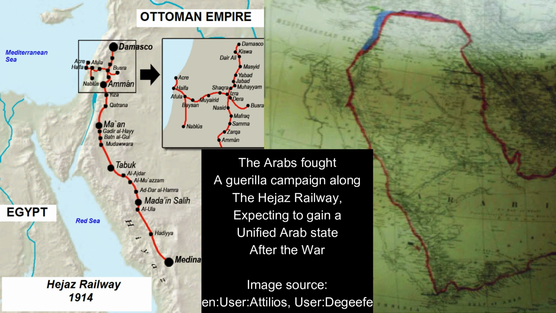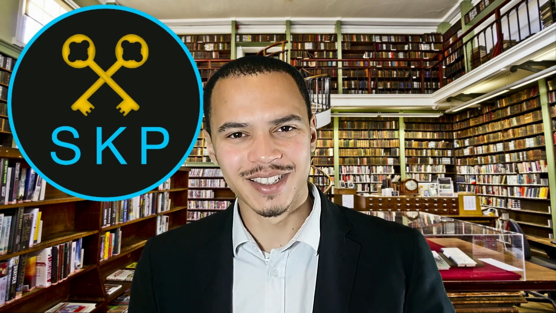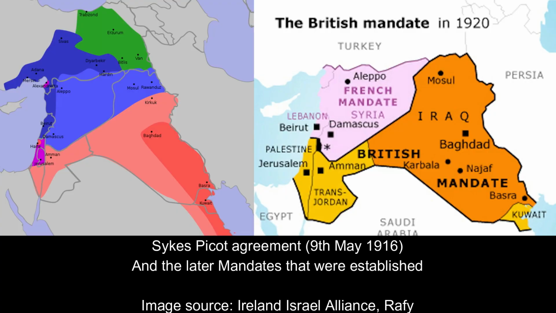So the Arab citizens within the Ottoman Empire rise up, and they rise up to support the British upon the promise that when the war is over, they will be given a unified Arab state. Now, the British and the French had other plans, right? So in 1916, you had the Sykes-Picot Agreement, and within this basically carved up much of the land into different mandates. So you'd have the French controlling Syria and Lebanon, and you have the British controlling Iraq, Jordan, and Palestine.